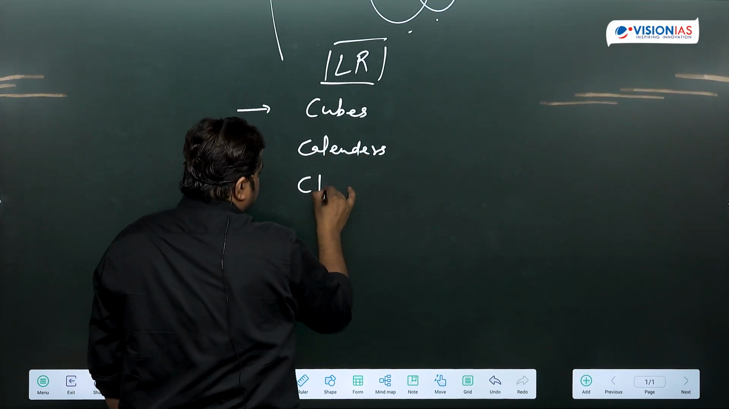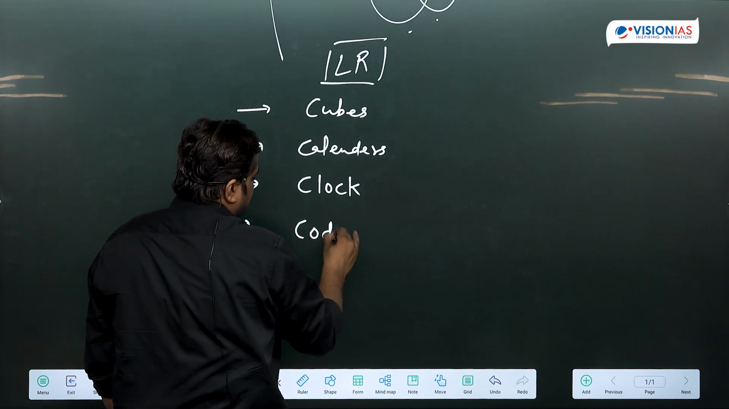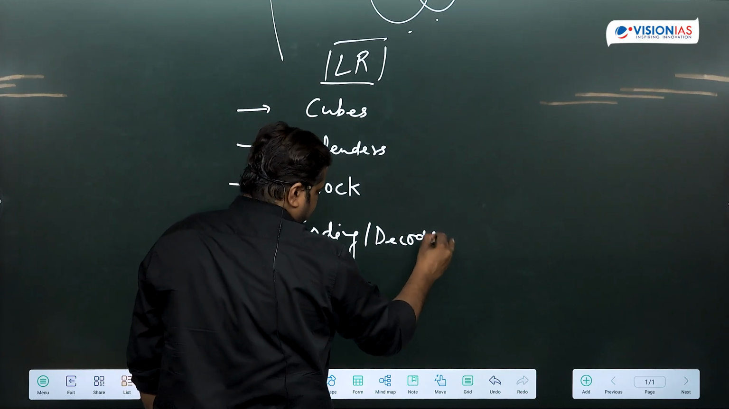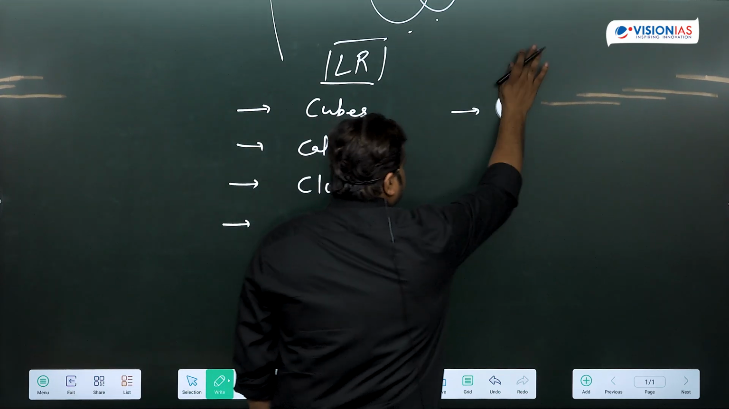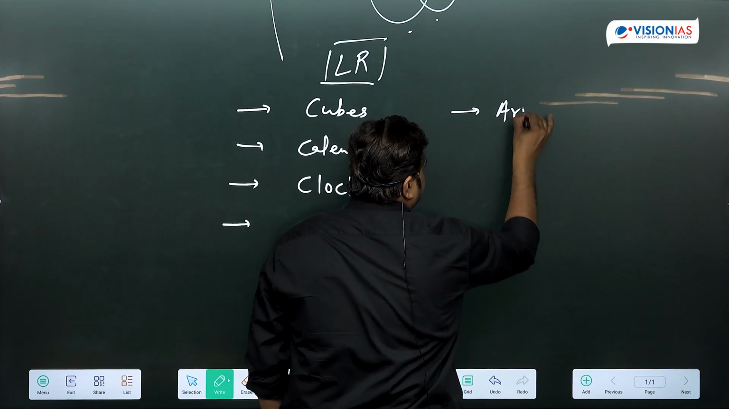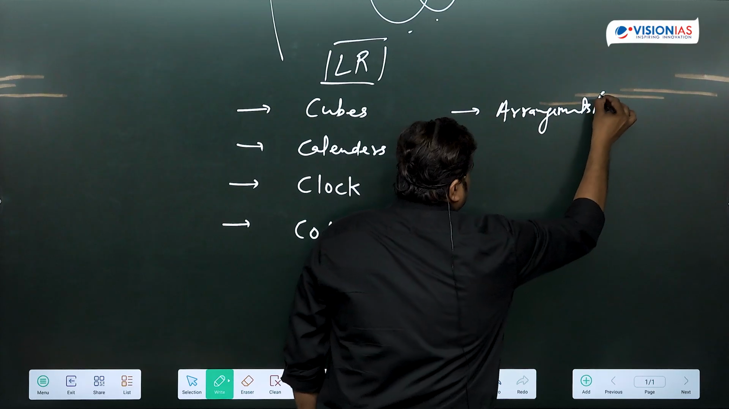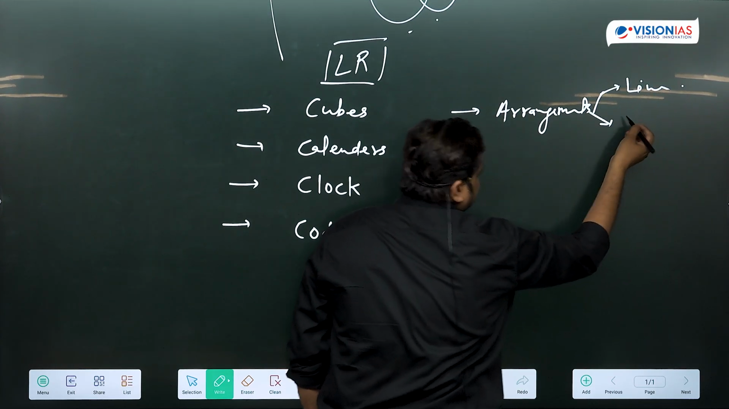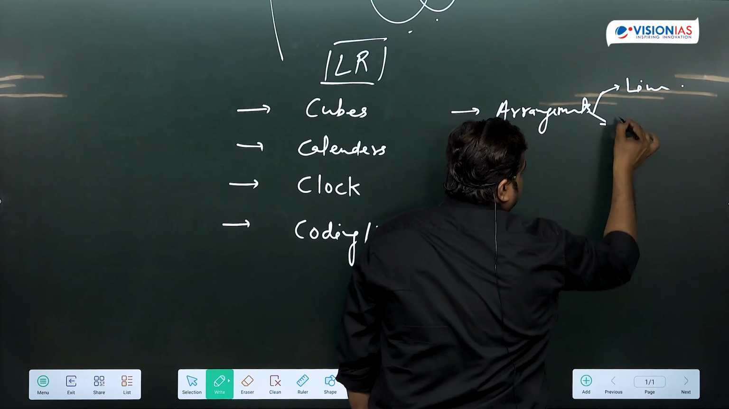We have clock. We have coding, decoding. Yes? Then we have arrangements, sitting arrangements. It can be a linear arrangement also. It can be circular arrangement also.